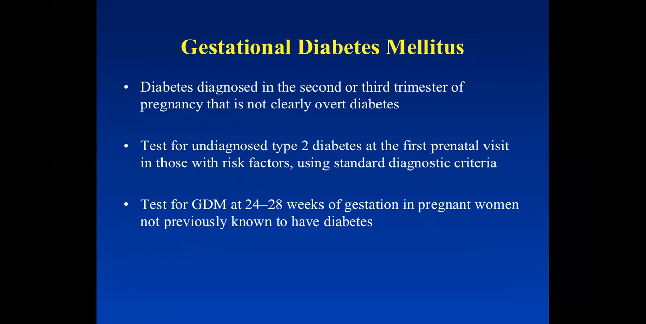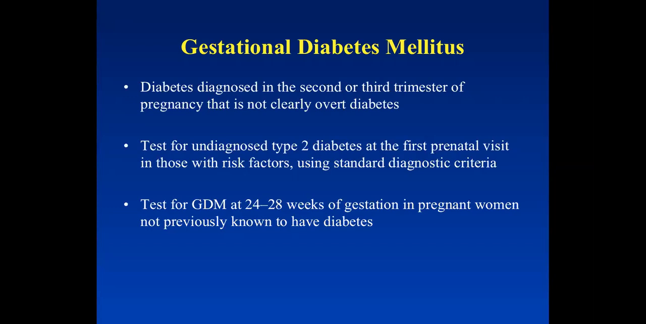And how do we diagnose gestational diabetes mellitus? Again, you learned what gestational diabetes is. That is diabetes developing during gestation, in the second or third trimester of the pregnancy, which was not clearly overt diabetes before the pregnancy.